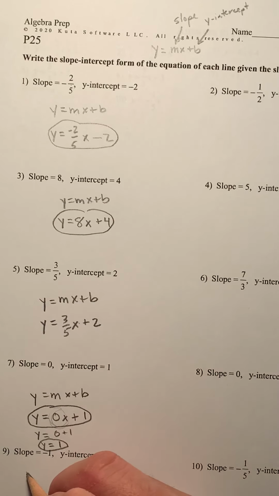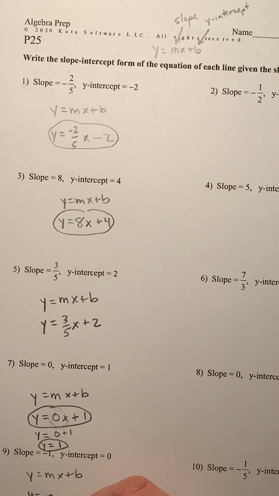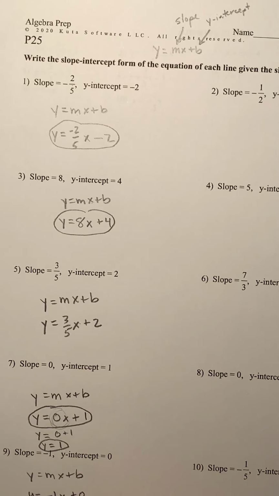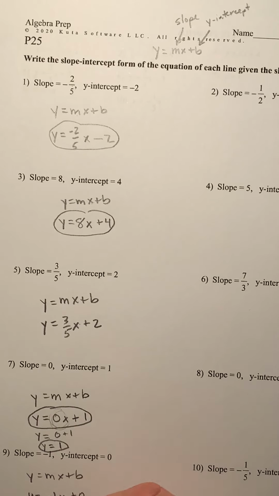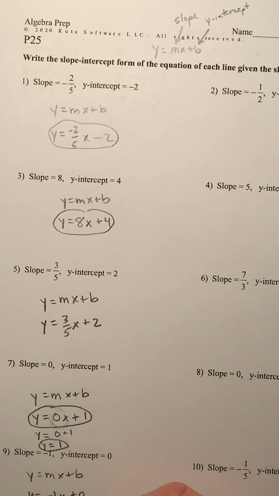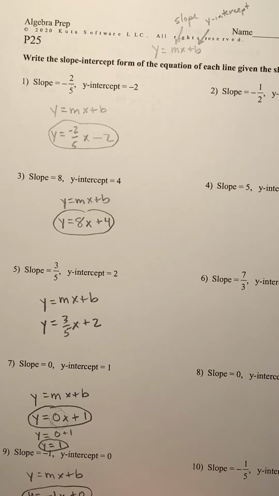And last but not least, y is equal to mx plus b. We've got y is equal to, in place of the m, we're going to put -1. In place of the b, we're going to put 0. Now, keeping in mind that when we have a 1 multiplied by a variable, we technically do not have to write the 1. We have to keep the negative sign. That's important. And when we add 0, we don't technically have to write it. So I would accept either of these two answers.